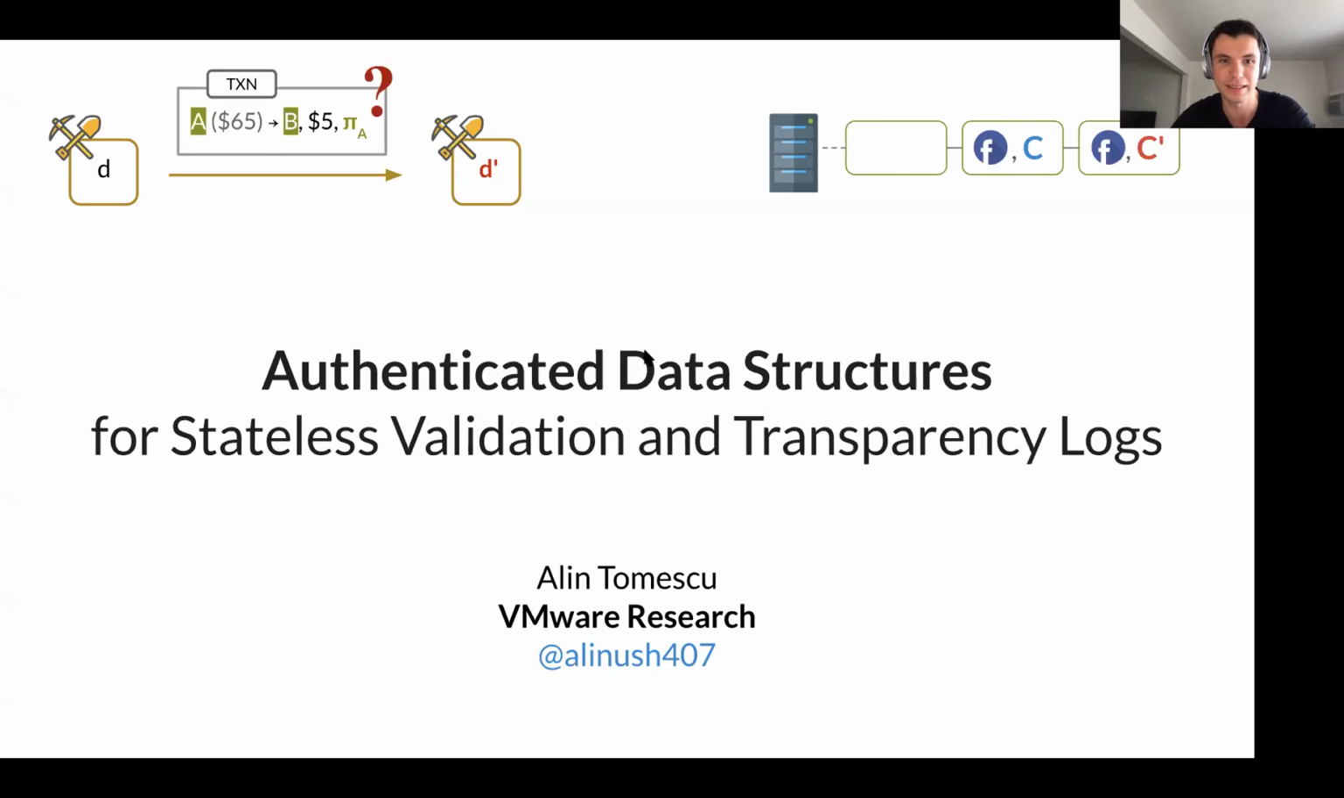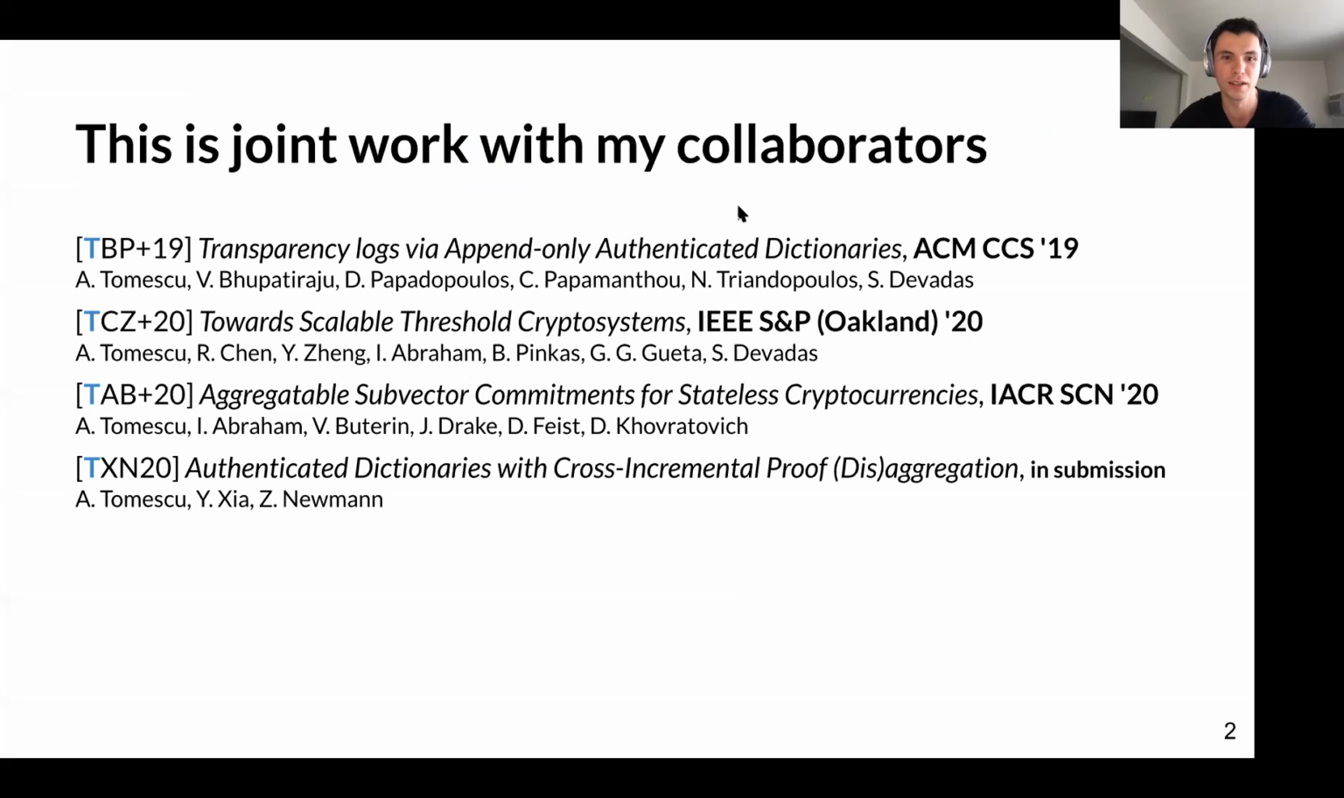And I want to say this is joint work with a lot of folks. Some of them were my high school students that I mentored at MIT. Some of them are professors from other universities. Some of them are MIT lab mates, and some of them are the VMware researchers and the Ethereum Foundation team. And it's work spread over a couple of papers, the latest one being currently in submission.